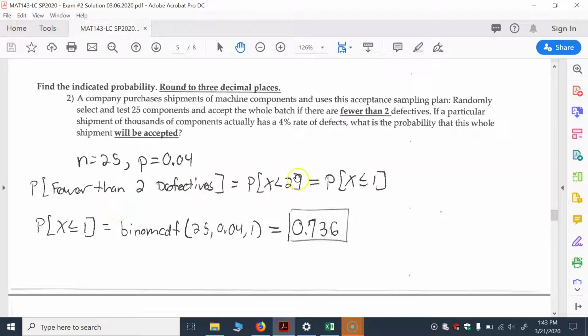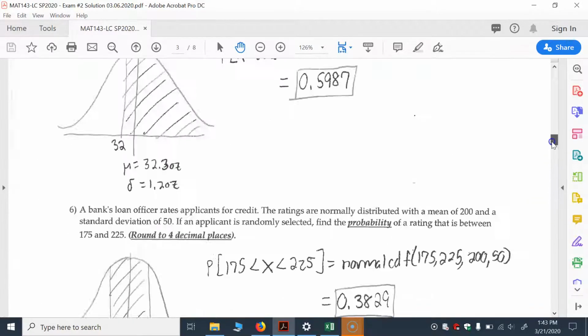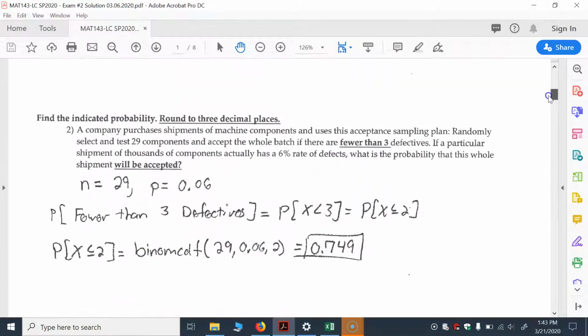So fewer than 2 is X less than 2, but that is the same as X less than or equal to 1. So I can use the binomial CDF function, remember, because we have this specific mathematical relationship. That's 0.736. You could add the individual probabilities of 0 and 1 if you wanted to and get the same answer. On Form A, again, very similar.